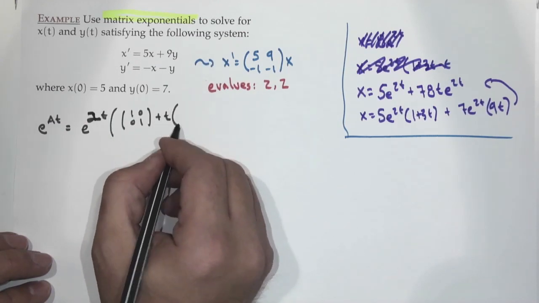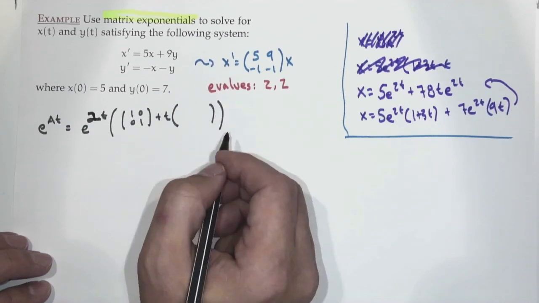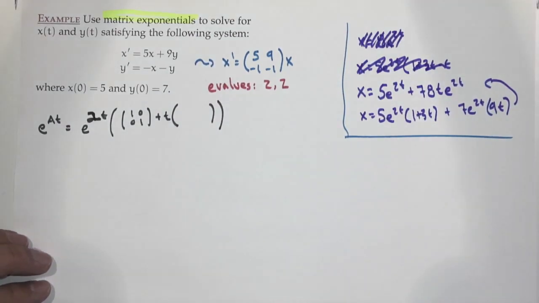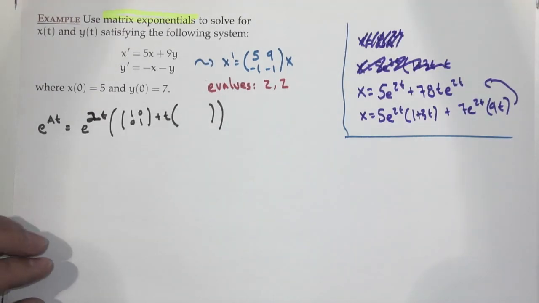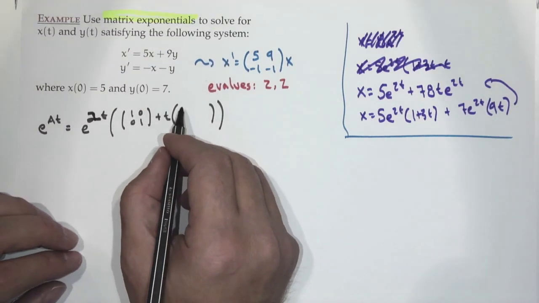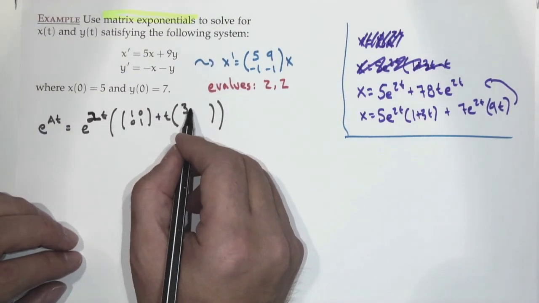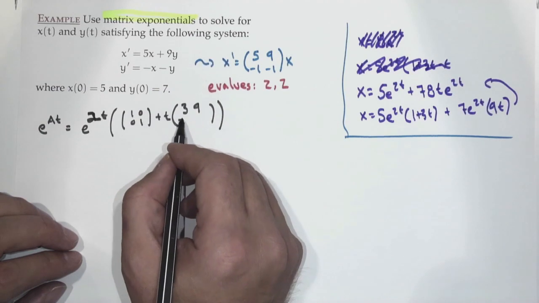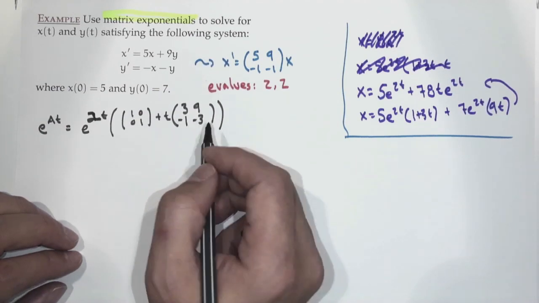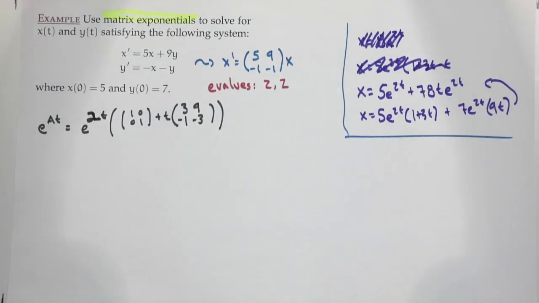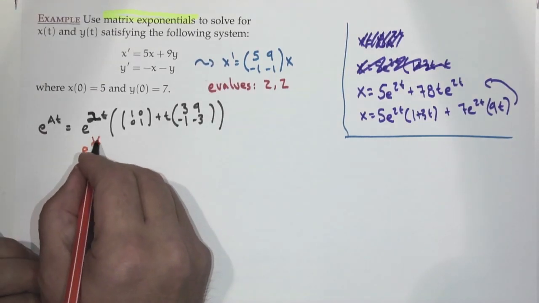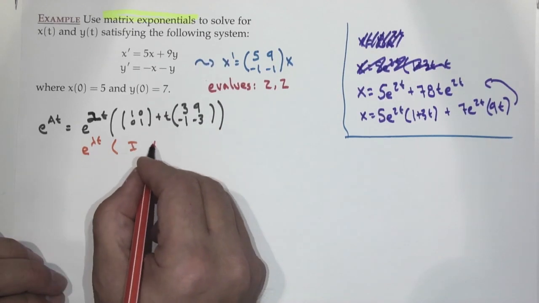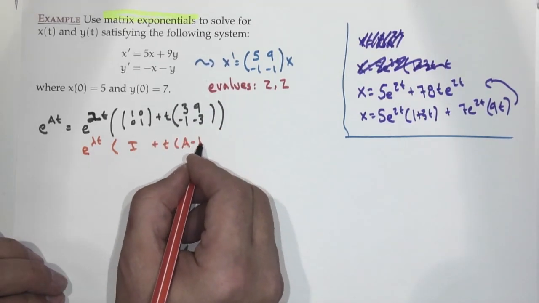plus t, and this is the part which, I've already said, be careful. So now you know, okay, I'm going to be extra careful. What's the matrix? 3, 9, minus 1, minus 3. So for reference, just so we see where everything comes from, we have e to the lambda t, identity, plus t, A minus lambda I.